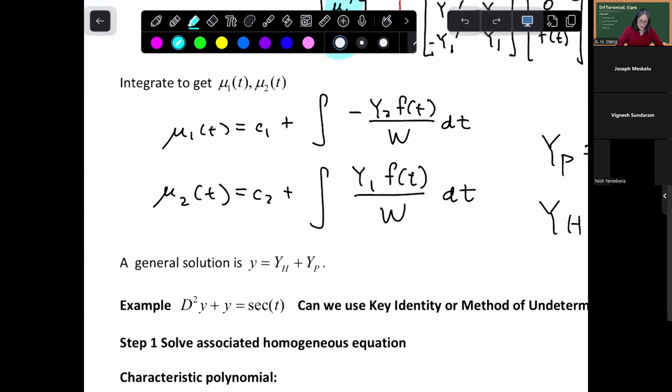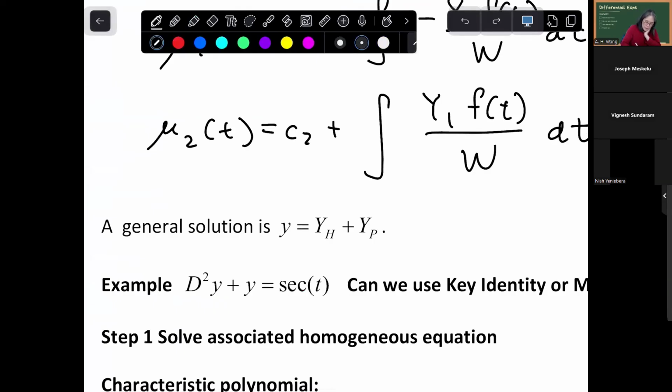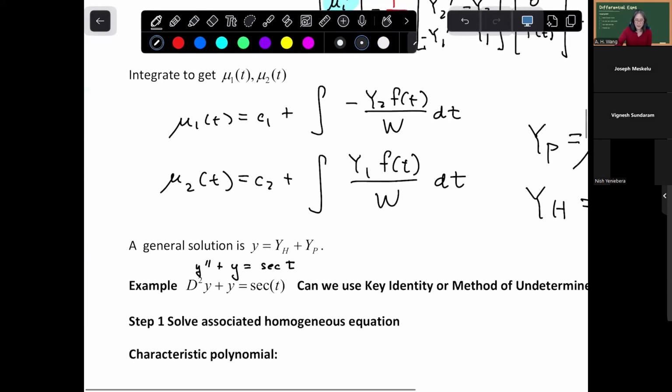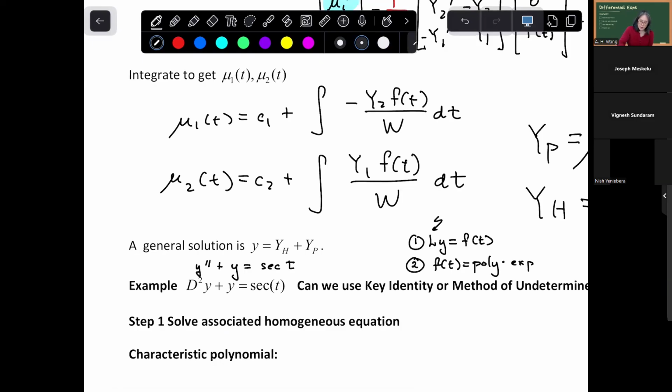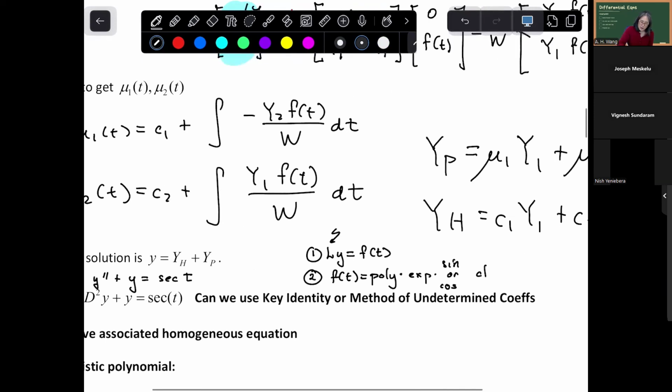So let's take a look at this. Here is a differential equation: y double prime plus y equals secant of t. And so you ask yourself, can you use key identity or method of undetermined coefficients? There are two things, right? First of all, it has to be constant coefficient. So this side has to be constant coefficient. And then the second is that f of t has to be of characteristic form: polynomial, exponential, sine, or cosine.